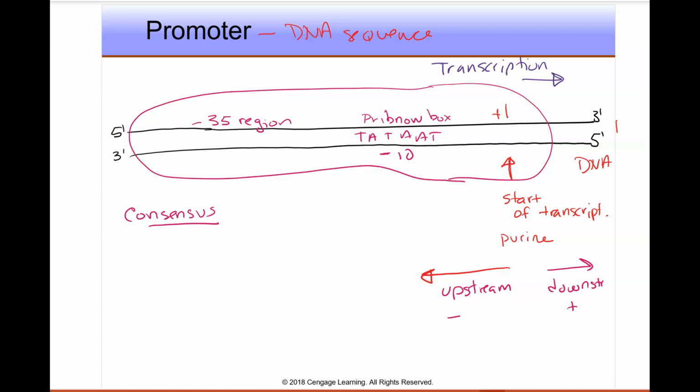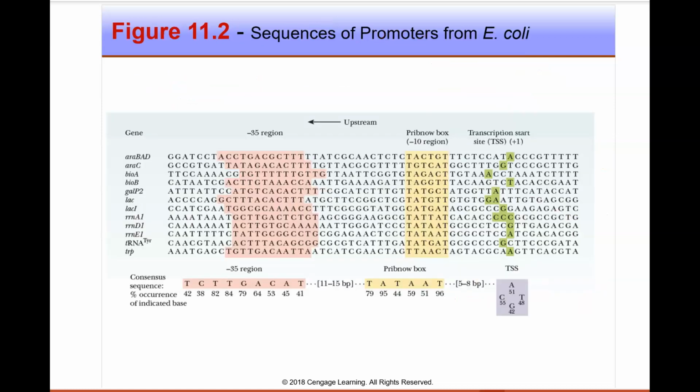There's a -35 region, which has a different sequence, and then further in that direction, there's also something known as an up element, which doesn't always occur. And you'll see in more detail on the next slide.